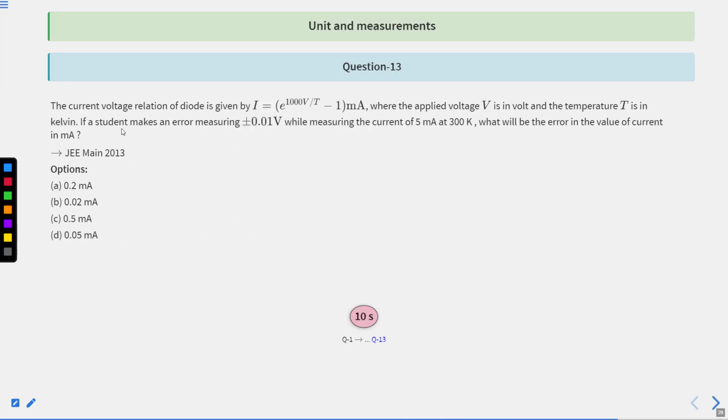13th question. The voltage relation of the diode is given by this. This is the relation where the applied voltage V is in volt and temperature T is in Kelvin. If a student makes an error of plus minus 0.01 volt while measuring the current of 5 milliampere at 300 Kelvin, what will be the error in the value of current? Which option is correct? You have 10 seconds to solve this question. After that, we will provide the solution.